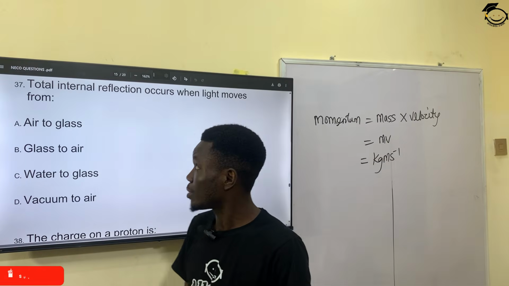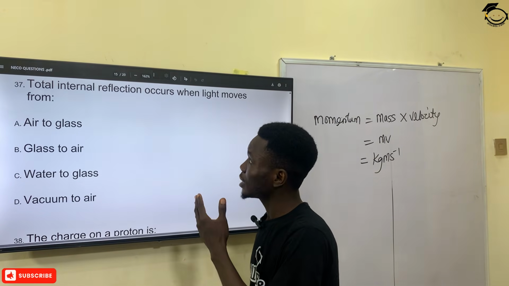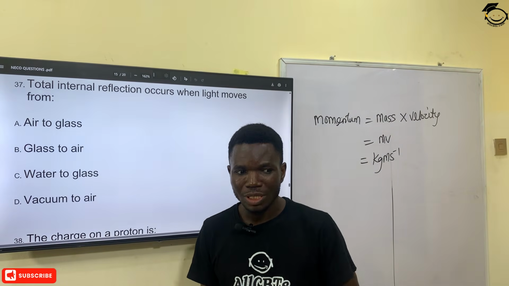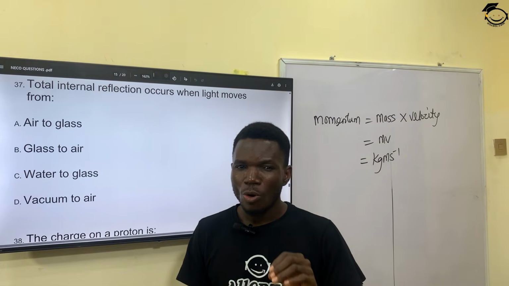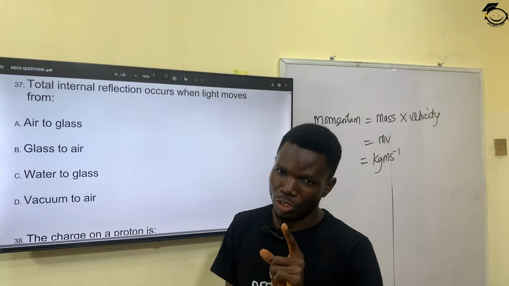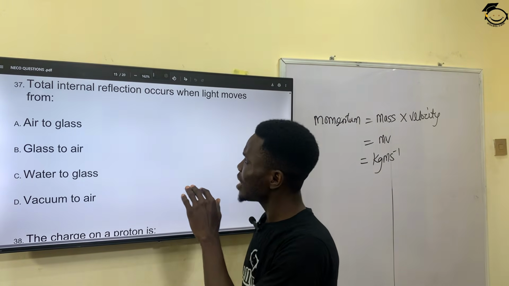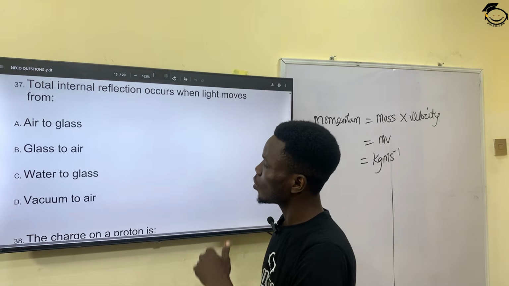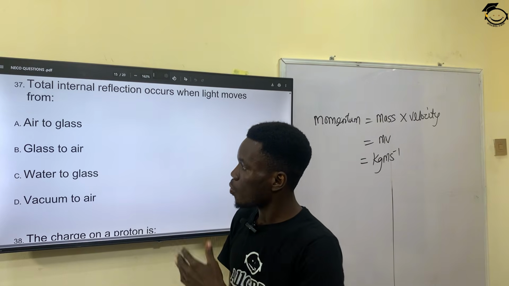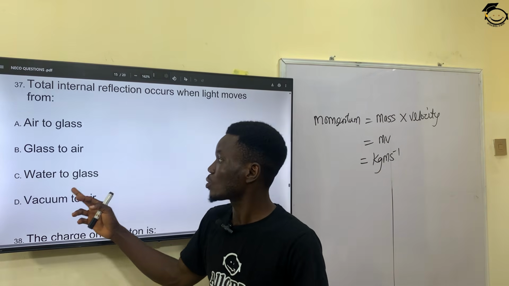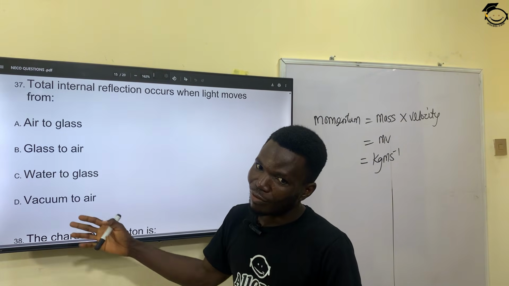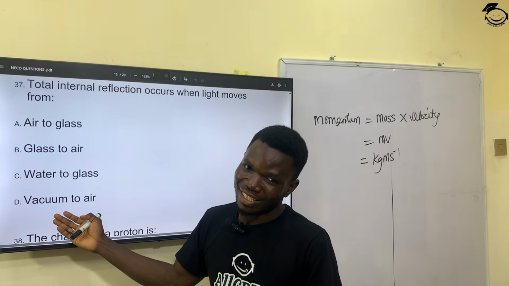So that takes us to question number 37, which says, total internal reflection occurs when light moves from dash to dash. Please note that total internal reflection occurs when light travels from a denser medium to a less dense medium. So, when light travels from air to glass, air is less dense compared to glass. When light travels from water to glass, water is less dense compared to glass. When light travels from vacuum to air, vacuum is the same thing as saying air. That's space.